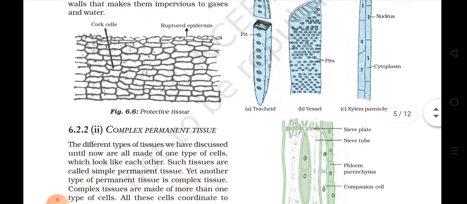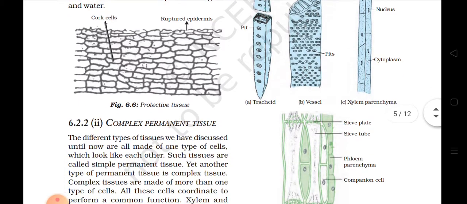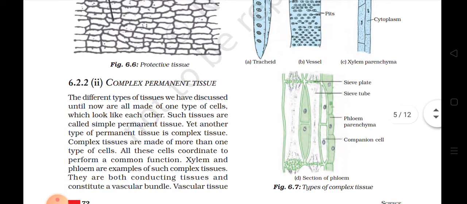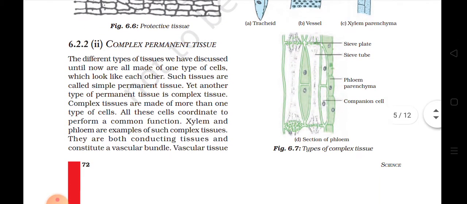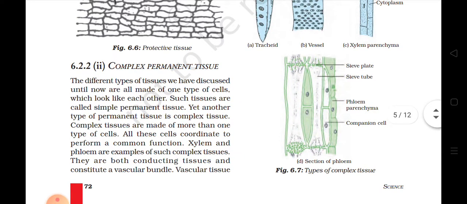I hope you people have understood what we have studied right now. See students, you have to draw these diagrams in your copy and you have to remember the function. You have to learn the function of each and every part of the tissue.